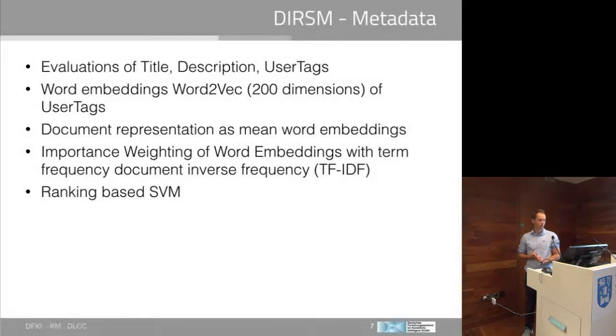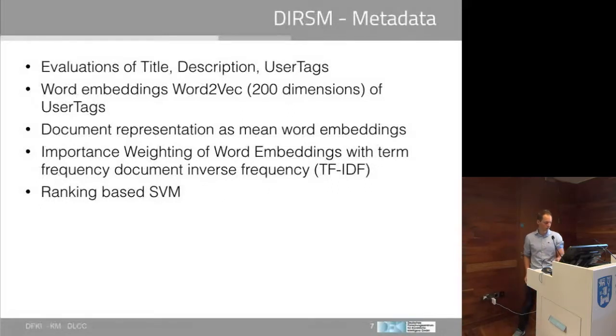For the metadata, we did also some evaluation on different types like titles, descriptions, and user tags. We figured out that user tags are less ambiguous and most reliable. So therefore we trained a word embedding on this using Word2Vec, and we basically represent each social media report or document as a mean of these word embeddings. And something that we also figured out gives a big improvement by about 10 to 15% is an additional weighting of TF-IDF for the word embedding when computing the mean of these vectors.